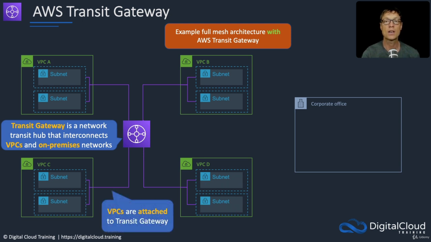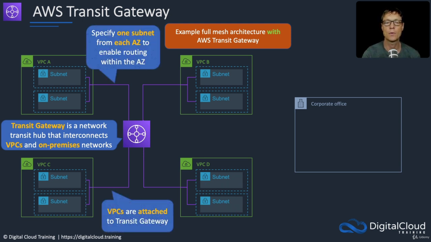The VPCs become attached to the Transit Gateway, and you specify one subnet from each availability zone, and that enables routing within that availability zone for any other subnets. We then have the customer data center. We've got the corporate office here with a customer gateway, and the customer gateway connects in. And that's it. This is now a service which is allowing us to connect through this cloud router, this central hub, to any of these VPCs.